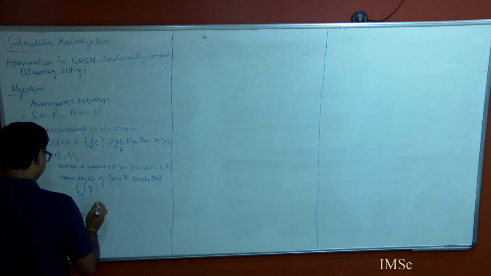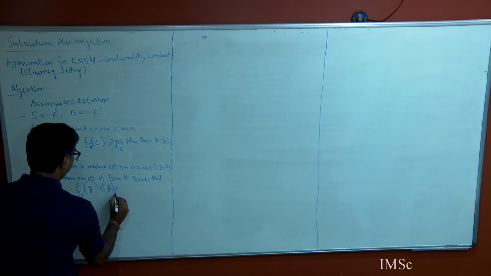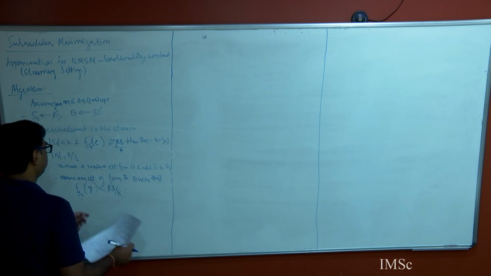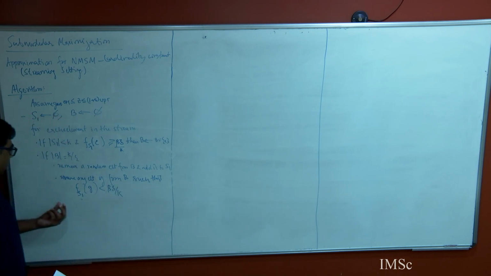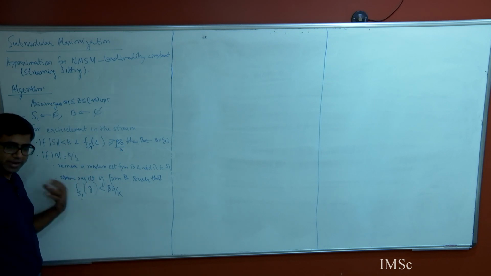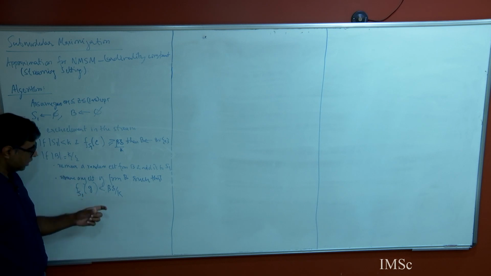Okay, if it is strictly less than beta z over k, then remove any element G from B such that this happens. So now I only want to maintain elements in B whose addition to S1 gives me a lot of additional value.